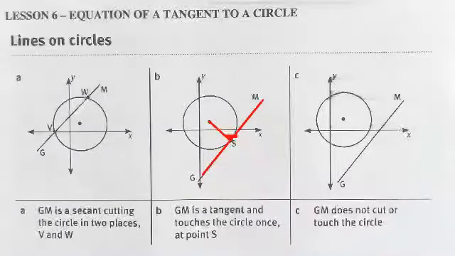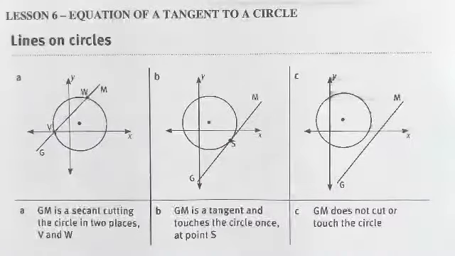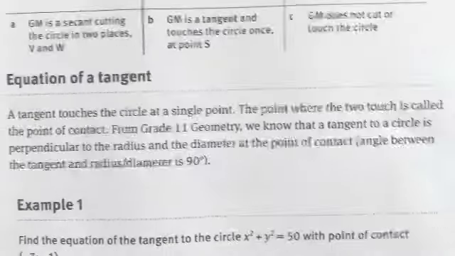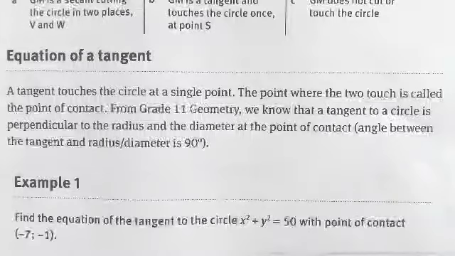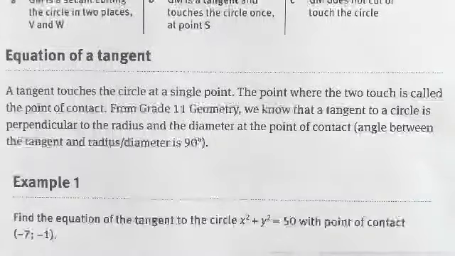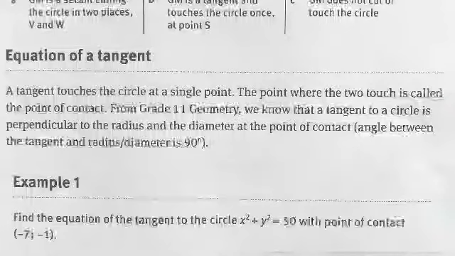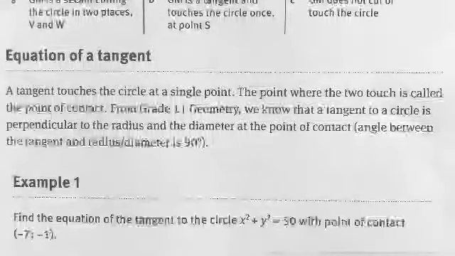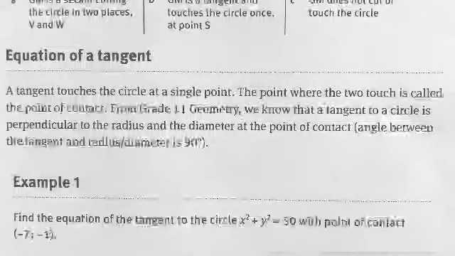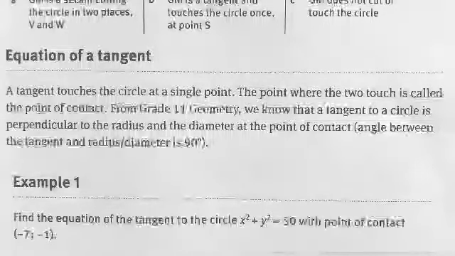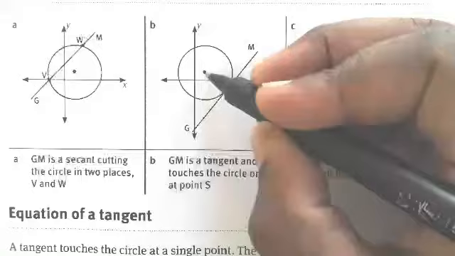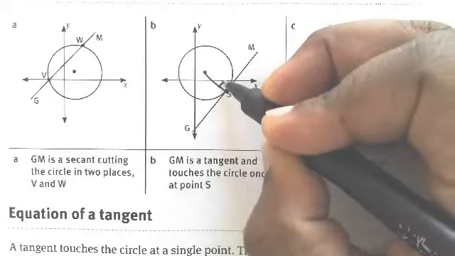Let's look at an example of how this is going to work. The equation of a tangent touches the circle at a single point. The point where the two touch is called the point of contact. From grade 11 geometry, we know that the tangent to a circle is perpendicular to the radius and the diameter at the point of contact. So that's what I've just explained already, that the angle here is 90 degrees.